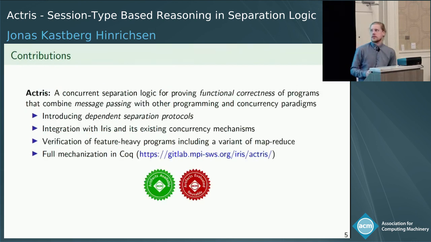So the contribution of this effort is then Actris, which is a concurrent separation logic for proving functional correctness of programs that do this combination of message passing and other concurrency paradigms. In doing Actris, we introduce a new notion of dependent separation protocols, which can be thought of as logical session types. We integrate the whole shebang with Iris and its existing concurrency mechanisms. We do verification of various feature-heavy programs, including a variant of the MapReduce algorithm. And we do a full mechanization of the whole thing in Coq, which is open source and available online, so you can go access it and play around with it if you want to.